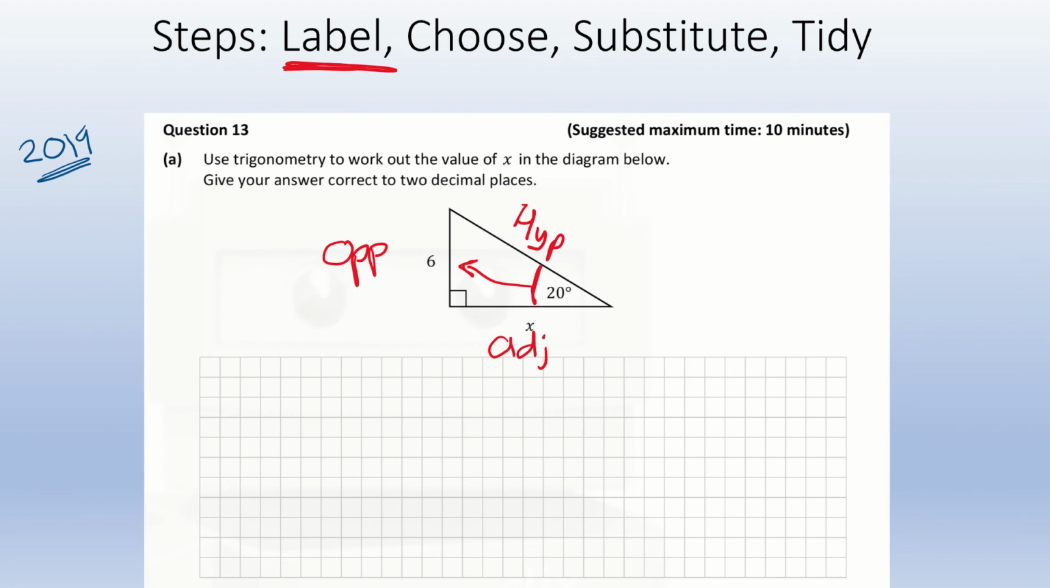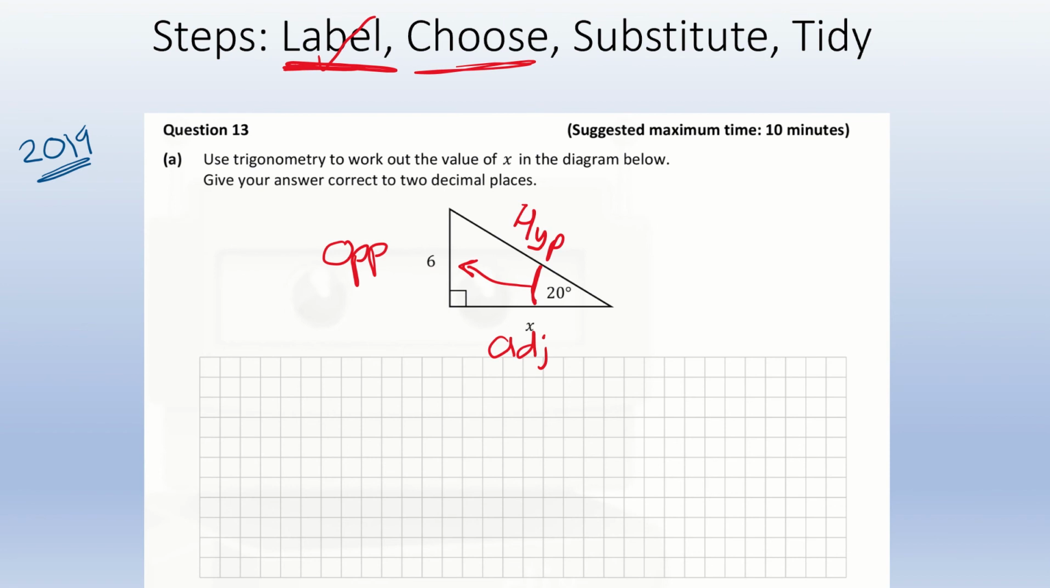Okay, and obviously just be careful there. I nearly labelled this one here as my adjacent by accident. Yeah, just be careful of that. So we've labelled it correctly, just about. Now we're going to choose whether we're going to use sine, cos or tan.